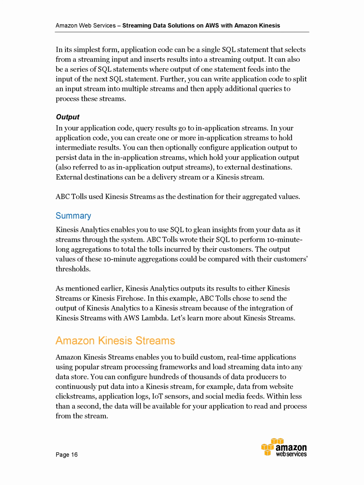Amazon Kinesis streams. Amazon Kinesis streams enables you to build custom, real-time applications using popular stream processing frameworks and load streaming data into any data store. You can configure hundreds of thousands of data producers to continuously put data into a Kinesis stream, for example, data from website clickstreams, application logs, IoT sensors, and social media feeds. Within less than a second, the data will be available for your application to read and process from the stream.